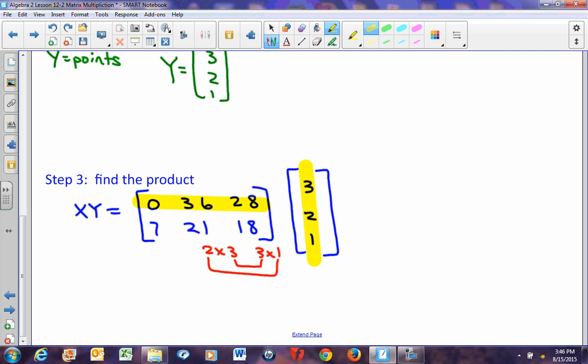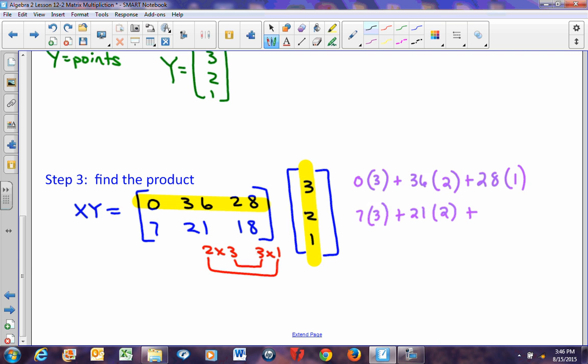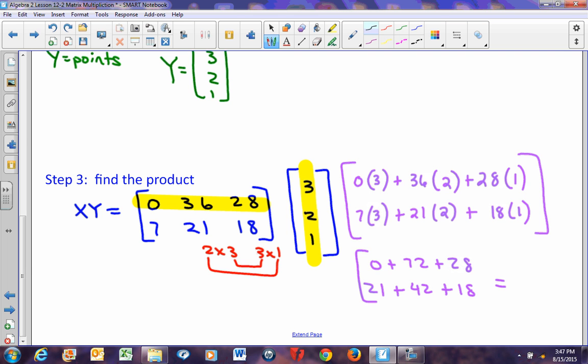Okay, so 0 times 3 plus 36 times 2 plus 28 times 1. And then my second row, 7 times 3 plus 21 times 2 plus 18 times 1. Multiply those together. We're going to have 0 plus 72 plus 28. Combine, you're going to get 21 plus 42 plus 18. And if I add all these together, I'm going to end up with 72 plus 28 is 100. And 21, 42, and 18 is 81.